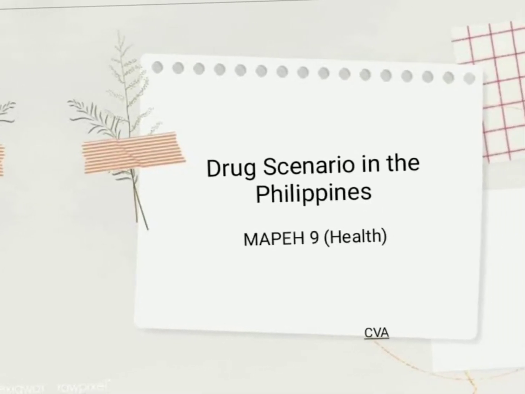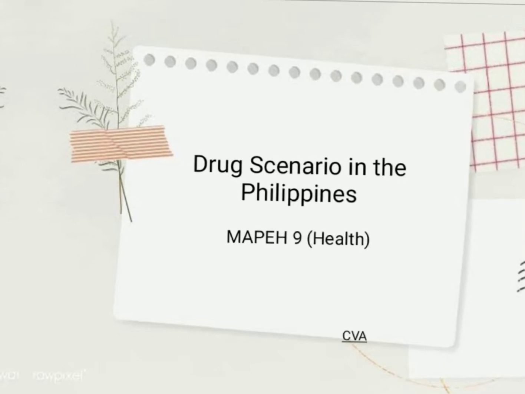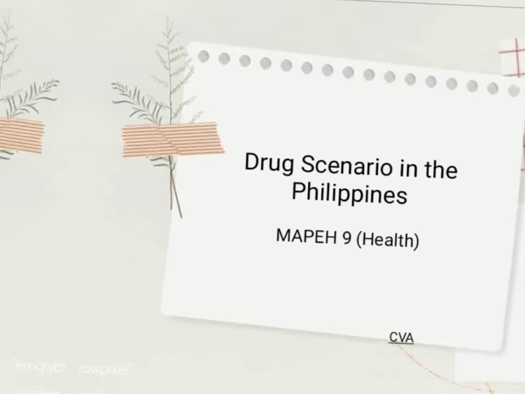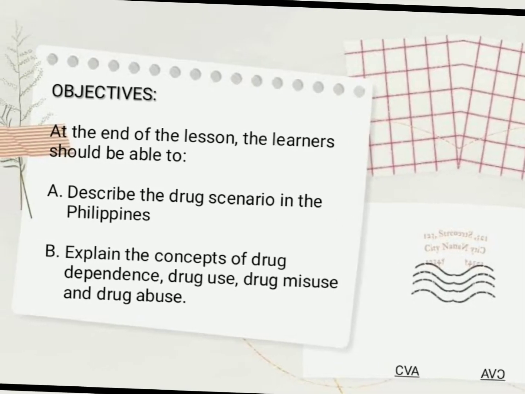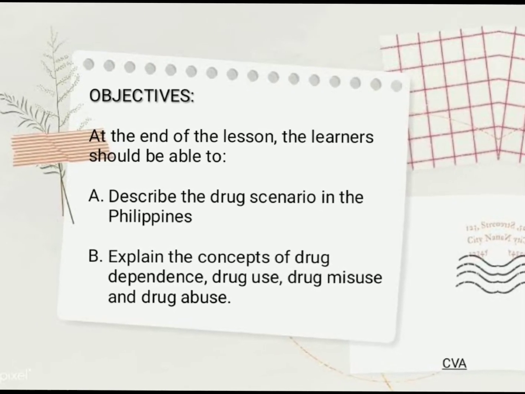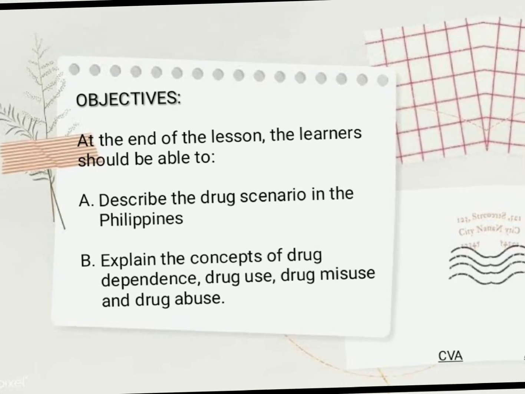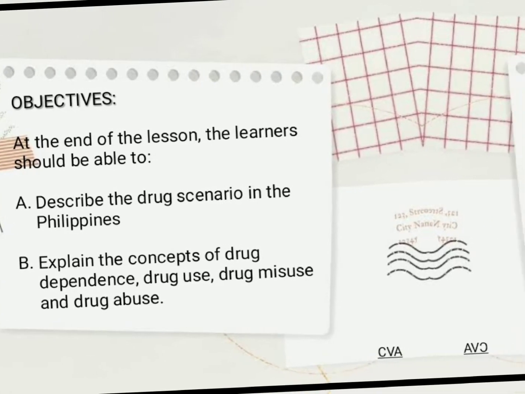Good day. Our lesson for MAPEH 9 Health Quarter 2 Module 1 is all about the drug scenario in the Philippines. The objective of this lesson is to describe the drug scenario in the Philippines and explain the concept of drug dependence, drug use, drug misuse, and drug abuse.